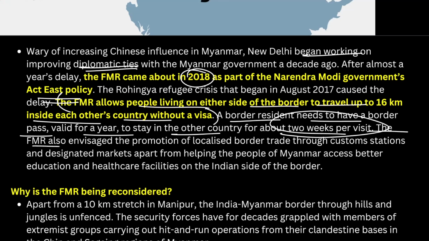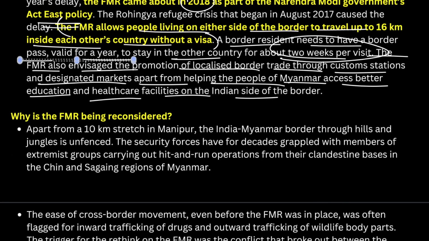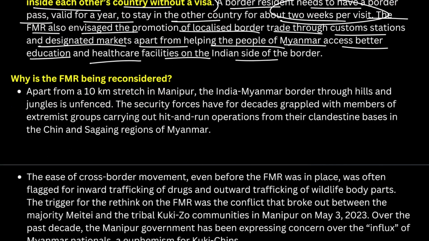The FMR also envisaged the promotion of localized border trade through custom stations and designated markets, apart from helping the people of Myanmar access better education and healthcare facilities on the India side of the border. So let's talk about why FMR is being reconsidered.